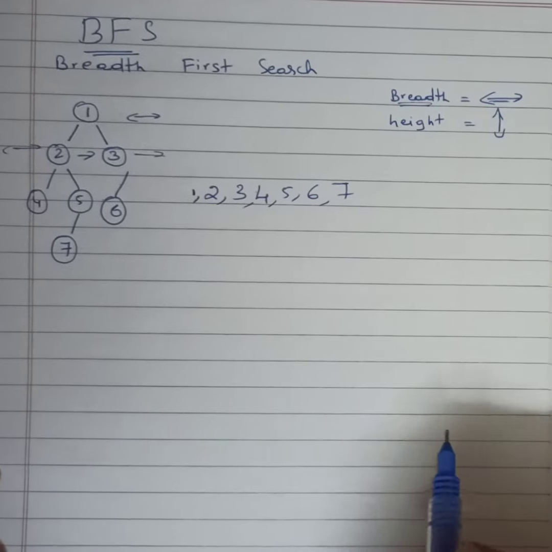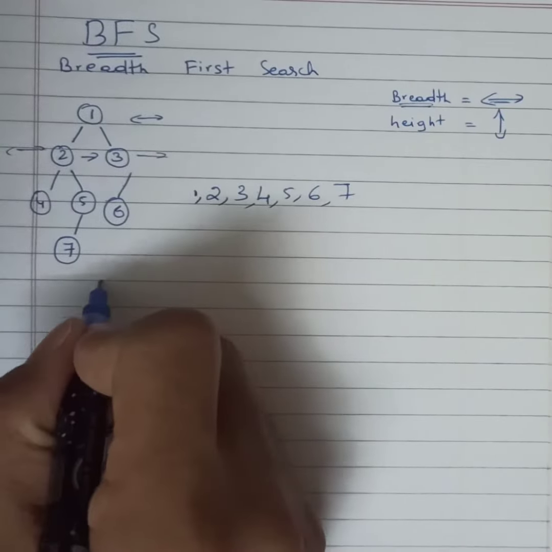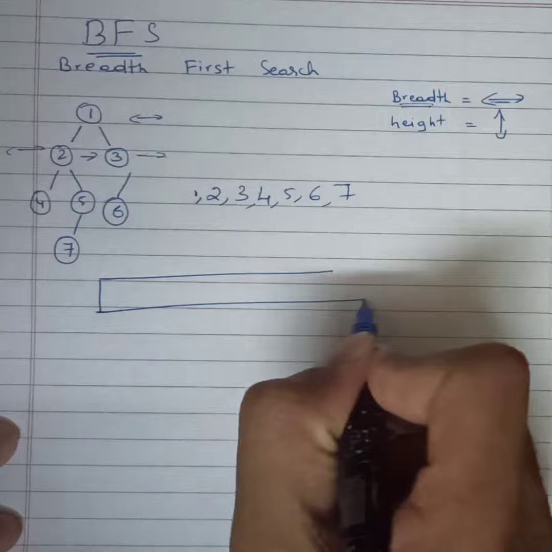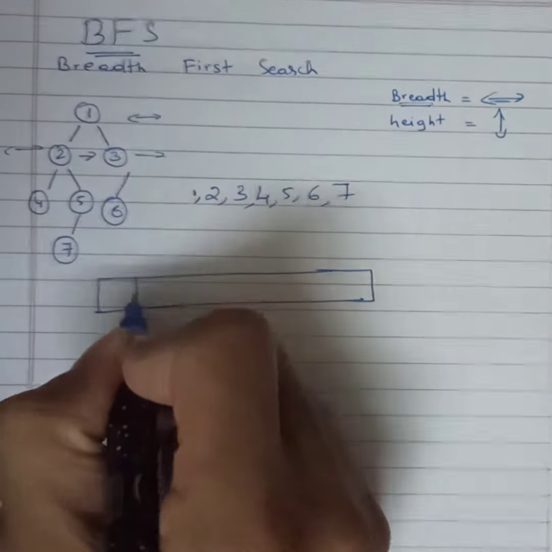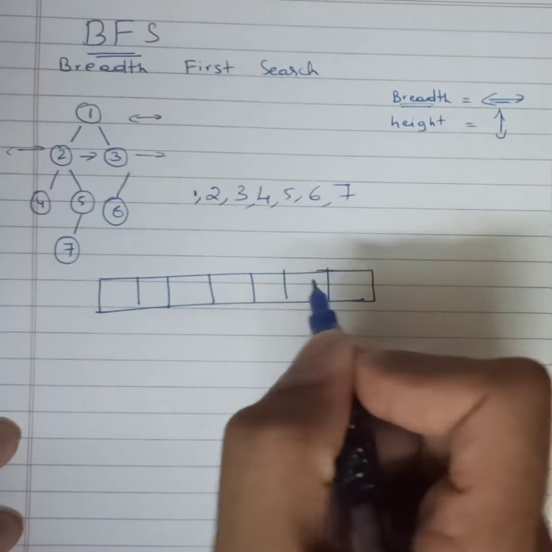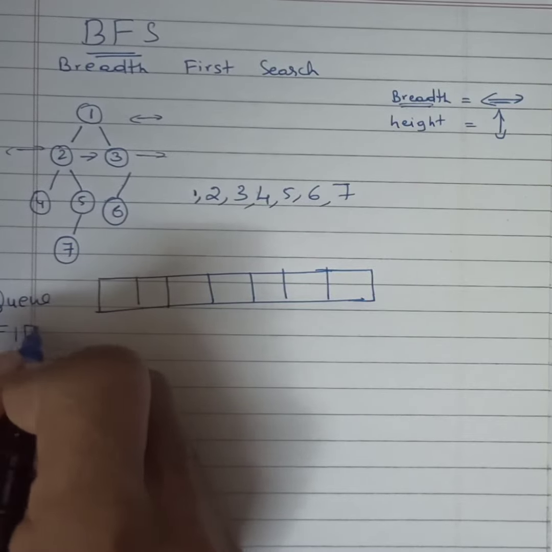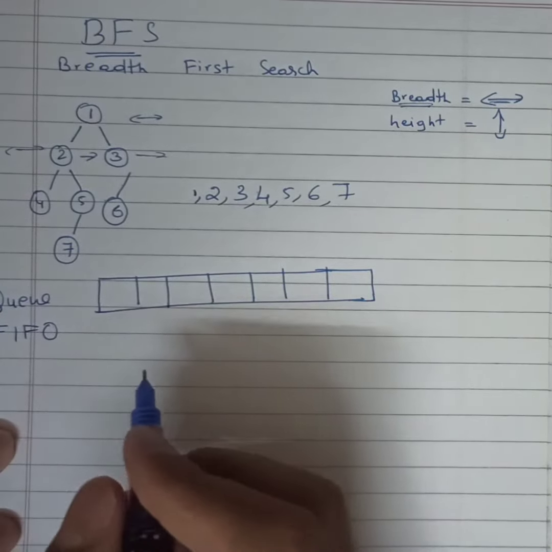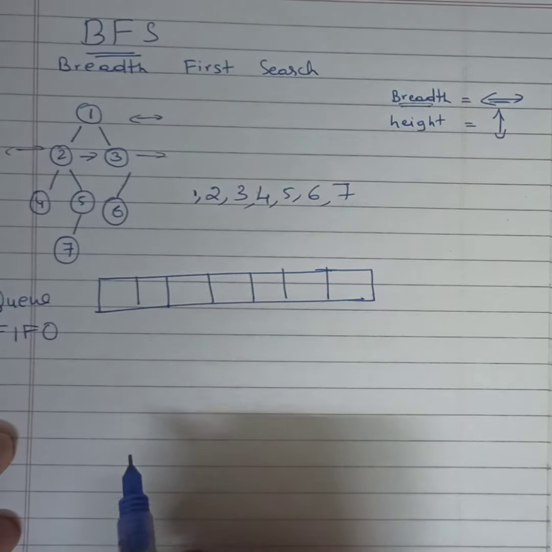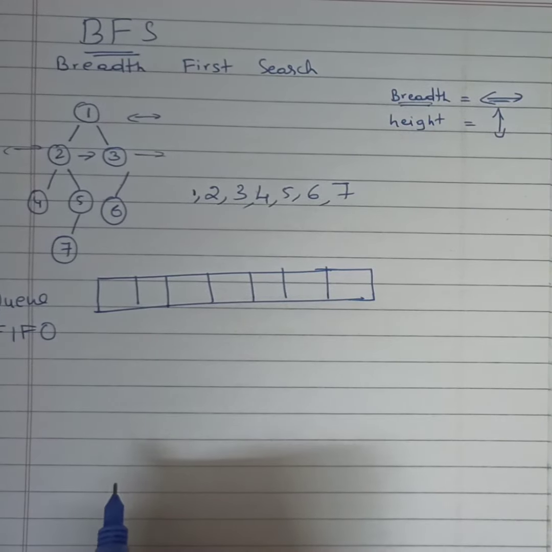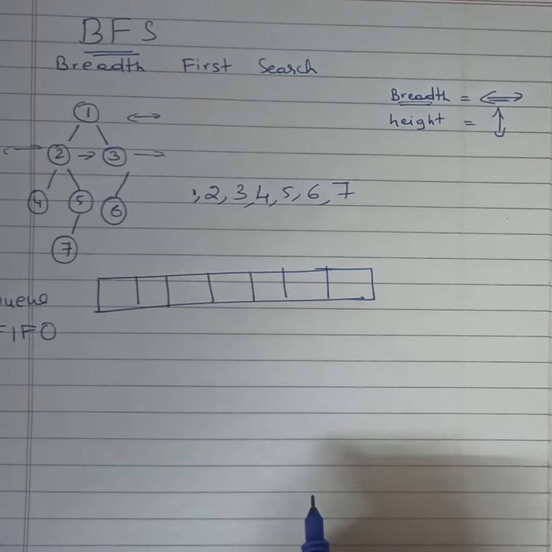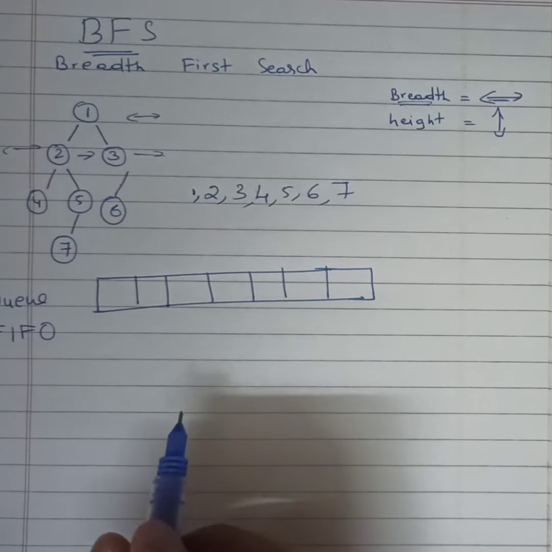Yeah, so how do we do it programmatically? For that we need a queue. So this is our queue. Queue, as we already know, has a first in first out mechanism. It's like a regular queue in the grocery store. Whoever comes first gets the item first and then leaves. So this is how it works.